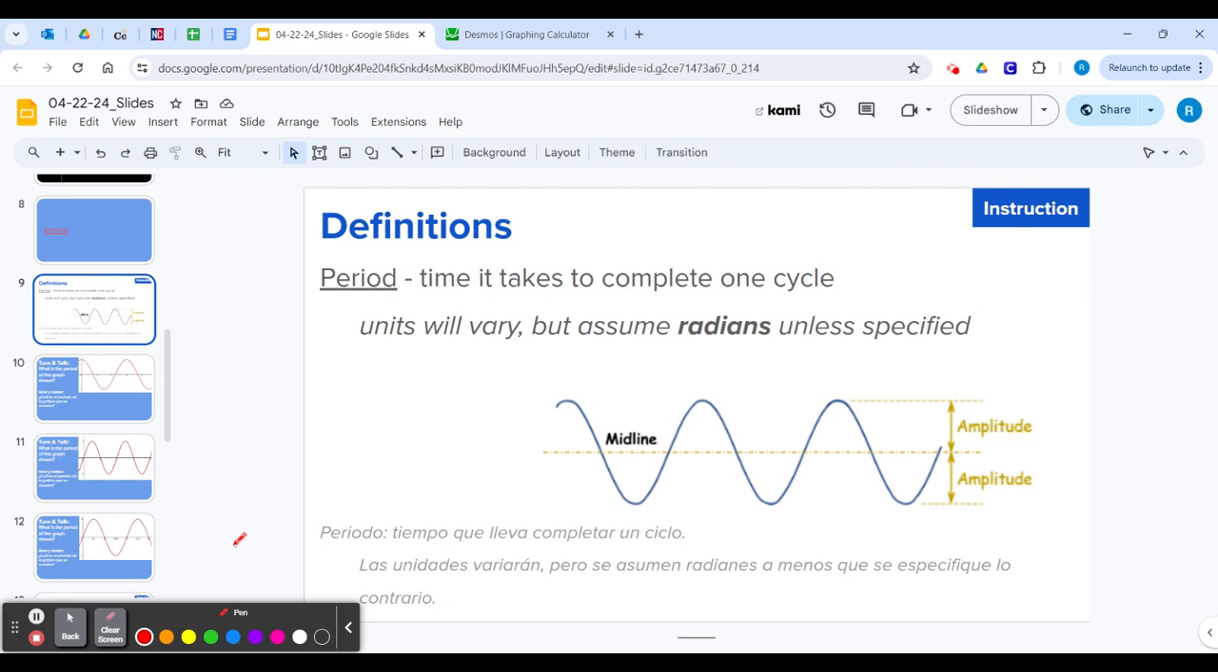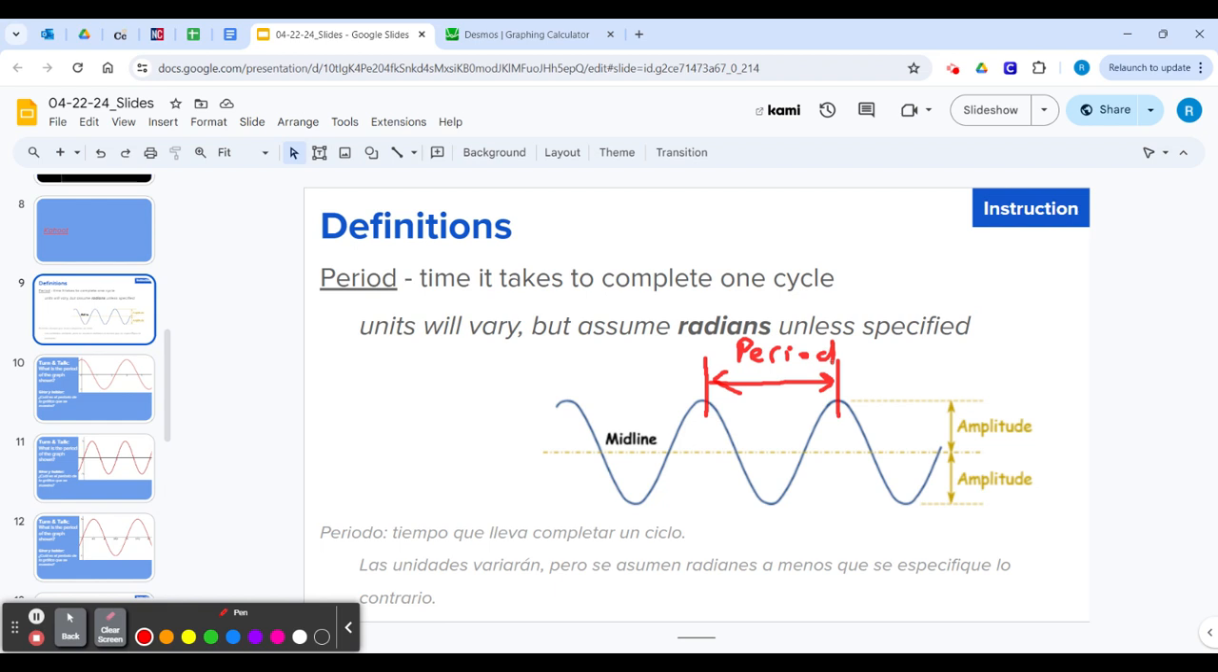So if we want to illustrate what it looks like to complete one cycle, one thing we can do is go peak to peak. If I take this peak here and I measure to the next peak, that distance there, that time, will give me a period of my waveform.